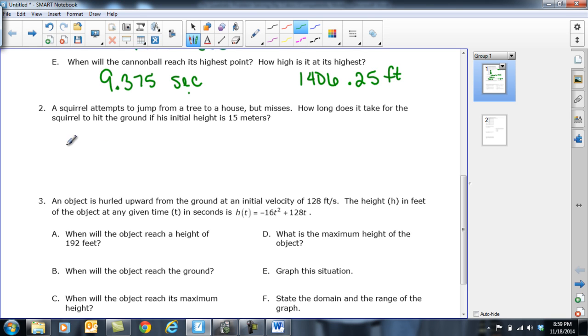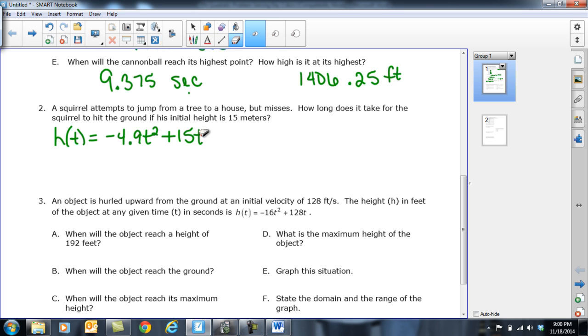So I'm going to use my formula for dropping. So I have h of t equals negative 4.9 t squared. This was his initial height, so plus 15. Doesn't have the t, I apologize, it's just plus 15. We only have to add the t if we've got velocity. We don't have velocity. So here's your equation, plus 15.